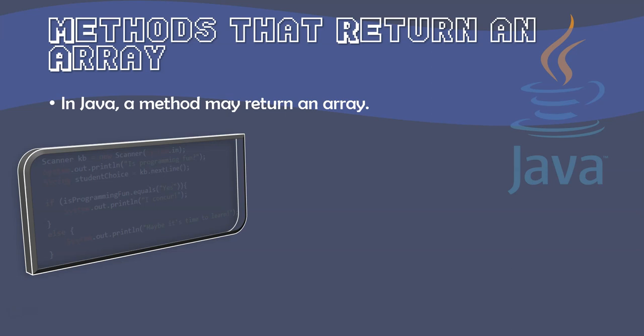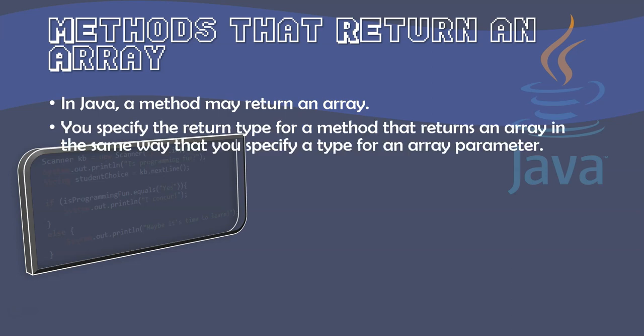This is something that Java can do and handle very well because it's obviously just another thing that we return, just like we return, for example, a string, which is a class type. Remember that arrays also have some of those similar behaviors. With arrays, though, you have to specify the return type for that method that returns an array in the same way that we specify a type for an array parameter.